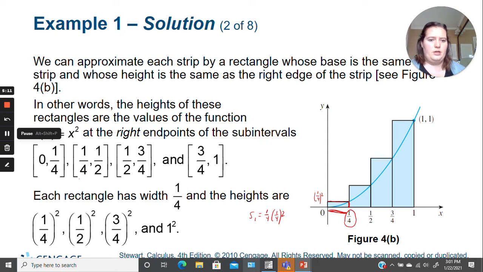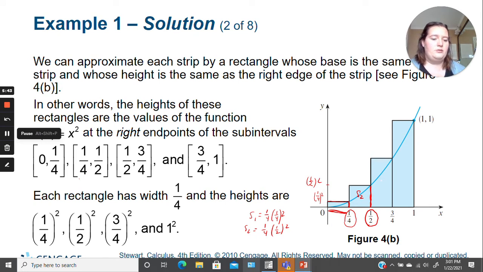Here's S2. We're again going to pick the point on the right. So my endpoints are 1/4 and 1/2. 1/2 is on the right. So then the height is coming from this line, which is 1/2 squared, because that's my y value. So now S2 would be the base, the width of that rectangle, 1/4, times the height, which is 1/2 squared.